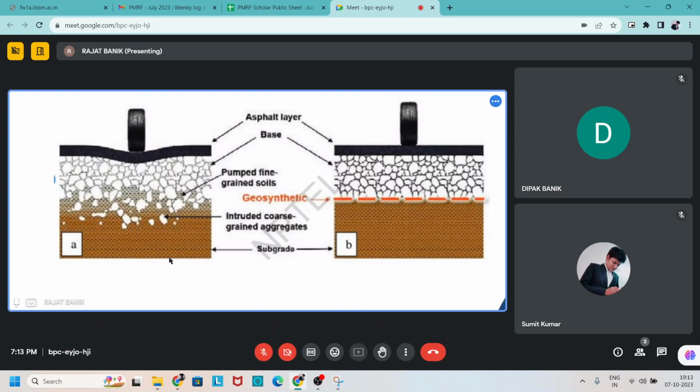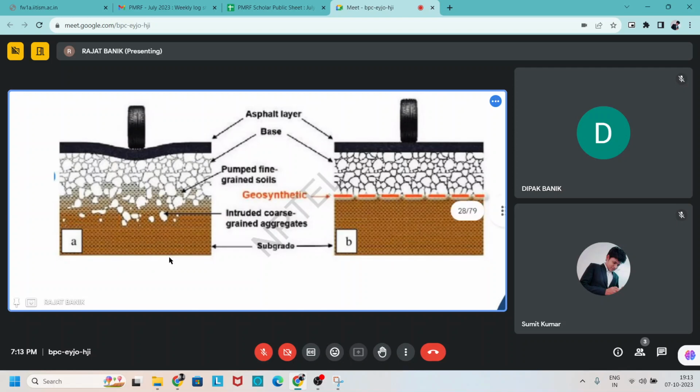But when we apply this geosynthetic material as a separator, we can clearly see that the fine aggregate and coarse aggregate are separated by the membrane. And we know that this coarse aggregate gives the strength of the pavement, so it can easily take the load which is coming from the wheel. So in this way we can strengthen the subgrade also.